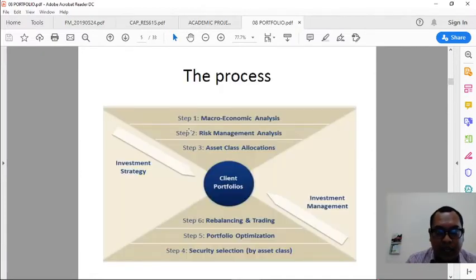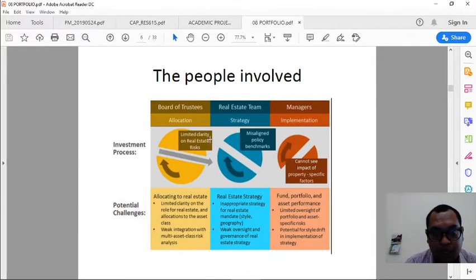Okay, so these are some of the processes you can try to implement. We have various steps, like macroeconomic analysis, the risk management analysis that we already covered before, portfolio optimization, security selection and others.